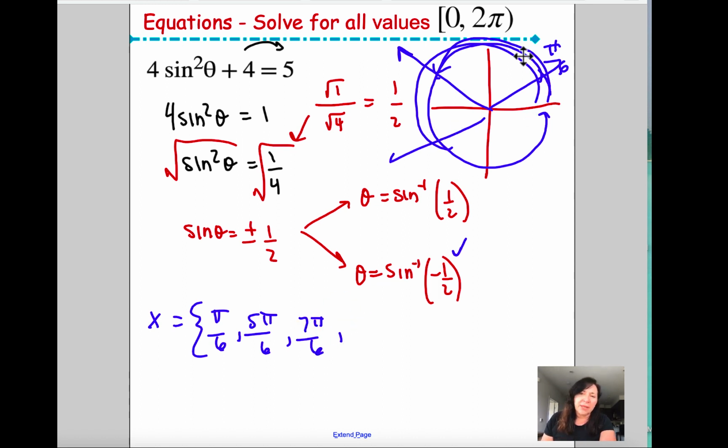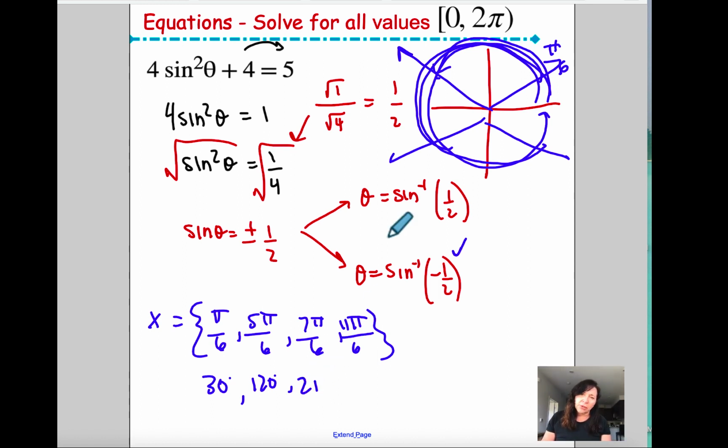And then this would be negative down here in 11 pi over 6. So again, just the angles are 30 degrees, 120, and third quadrant would be 210. Oh wait, hold on, that's not 30, that's not 120, that's 150. Sorry about that. 150, 210, and 330. All right, right on.